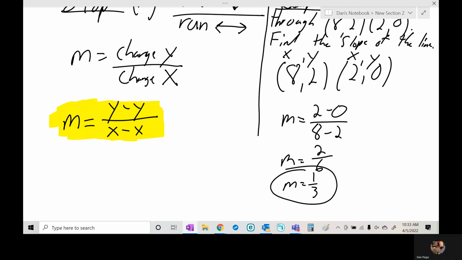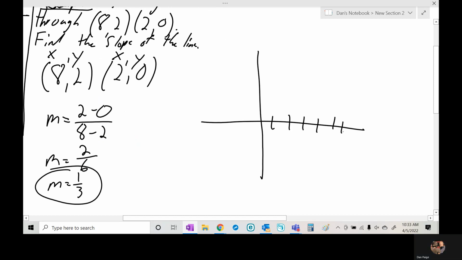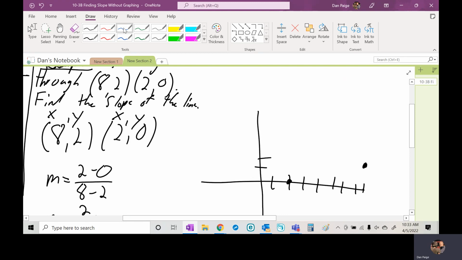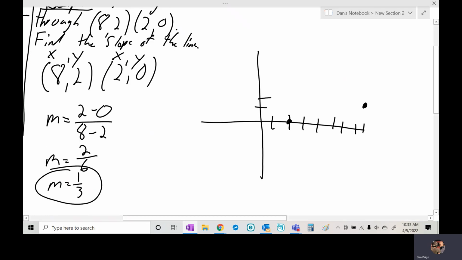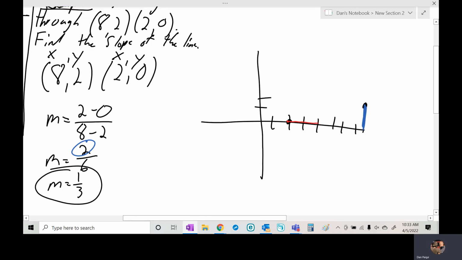2 over 6 reduces to 1/3. There's the slope. Now, just to show you, you don't have to do this, but if I graphed it out and counted it out, we would get the same thing. So watch how we do the rise and the run. If we count it out, look, the rise is 2. 1, 2. That corresponds with that 2. Let's look at the run. 1, 2, 3, 4, 5, 6. That run of 6 corresponds with that 6. It's the same thing. You're just doing it without graphing.